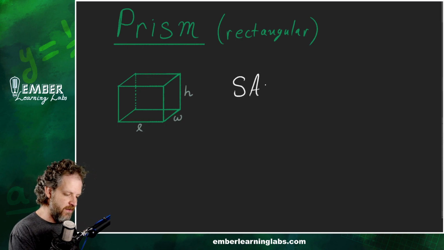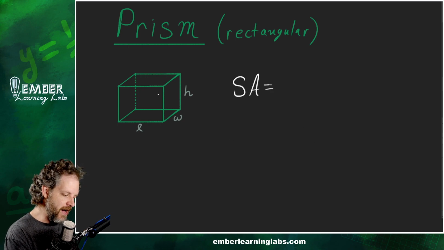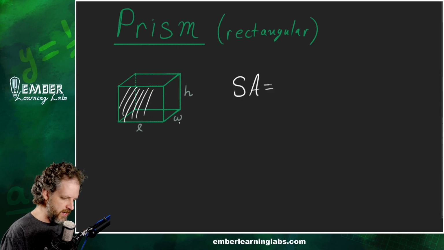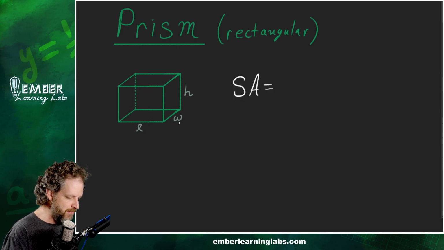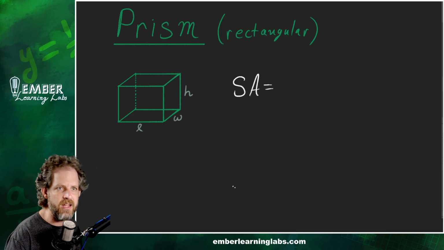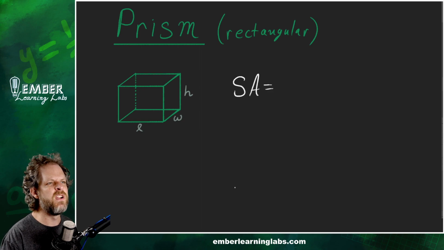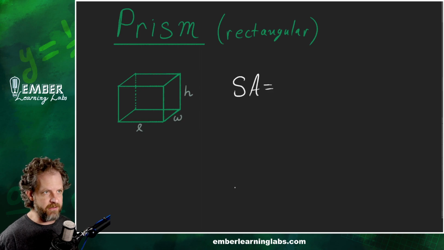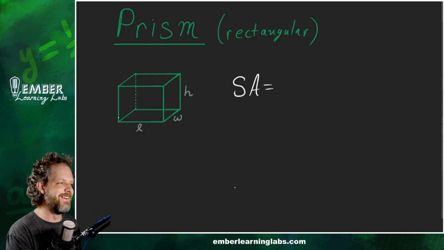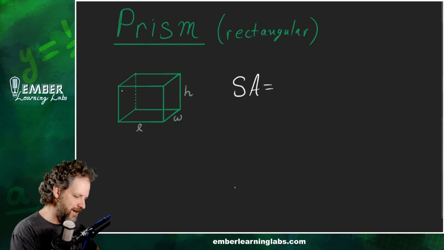So to find the surface area, we have two of this face. You know what I should do, that would probably make it a little bit easier to see, is if I go up here and make that about a 50. All right, let's see if this will work. I don't know. We're experimenting with technology on the fly here.